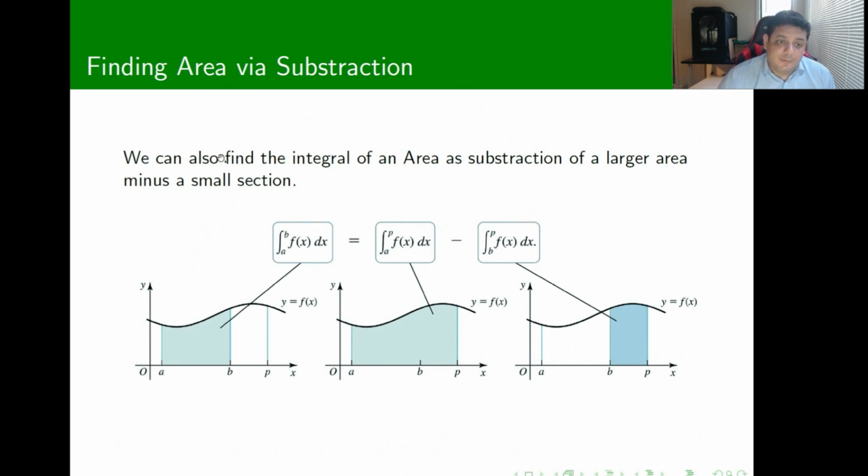In the same fashion, I can find pieces of the area. For example, we can find an area as a subtraction of a larger area minus a small section. Here we go for the area from A to B, but we can do the area from A to P in general. So the area from A to B can be obtained by taking the area from A to P minus the area from B to P. This is all a play on moving and subtracting areas.